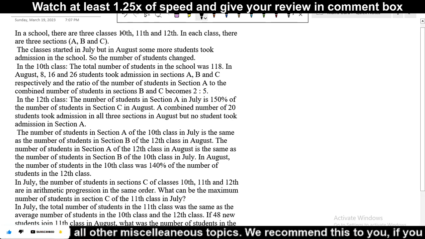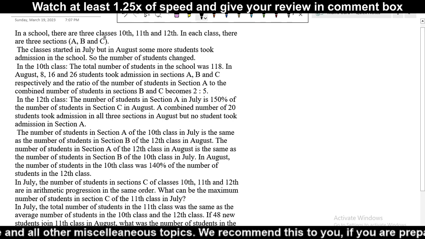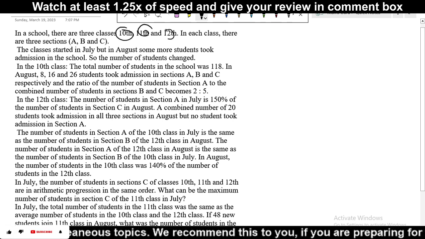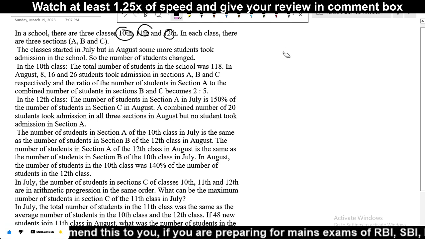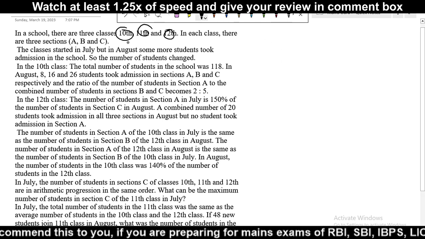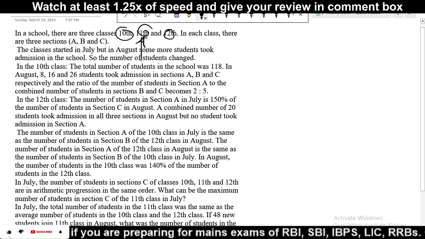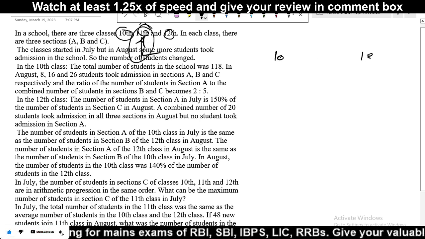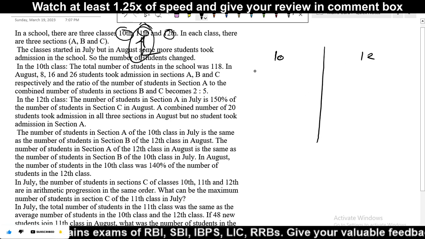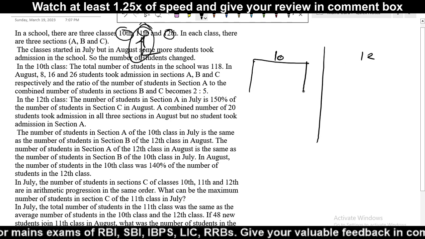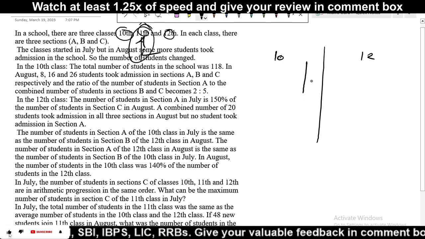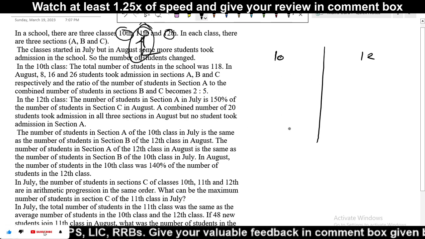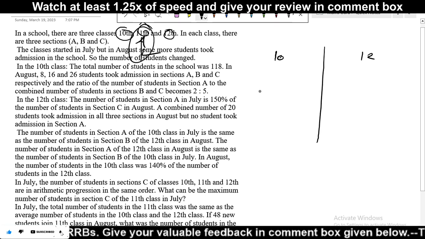Today's DI is about classes. Three classes are given to us, and in each class there are three sections. Let me write here. One special thing is that a lot of the data is missing. One class's data is completely missing. The 10th and 12th class data are given, but in those also a few values are missing, so we have to use variables there.